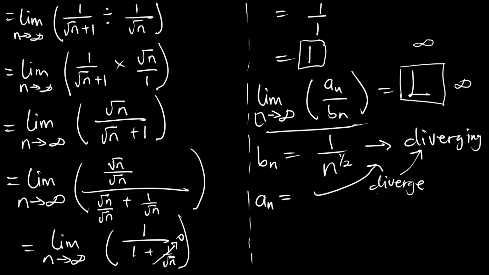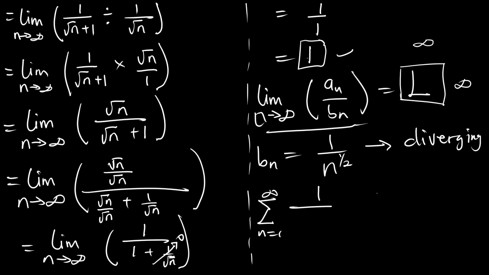So with this, where our Bn is diverging and we had 1, which is a positive finite value, therefore our series summation n is equal to 1 to infinity 1 on root of n plus 1, which was also the an, is also what? Going to diverge. Very good. So the series is divergent. Let's look at the second example.